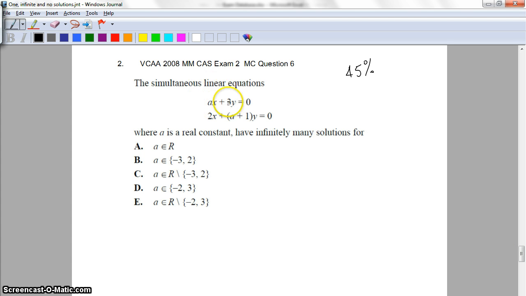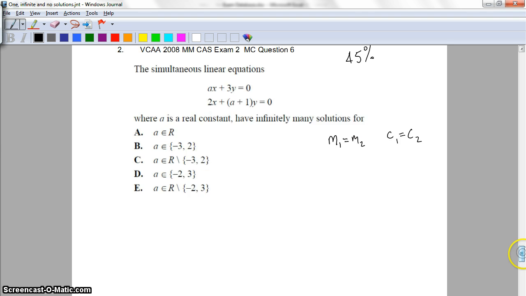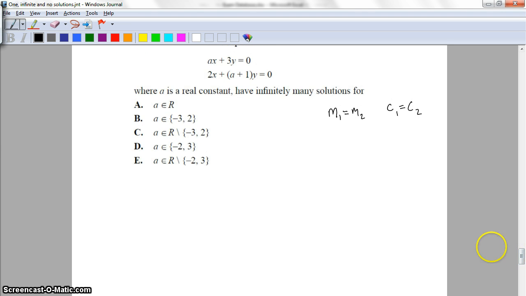So again, I look at this. There are two linear lines where a is a real constant. Find a such that they have infinitely many solutions. So we need to remember what that means. That's m1 equals m2 and c1 equals c2. They're actually the exact same graph. So I'm going to find out when m1 equals m2.